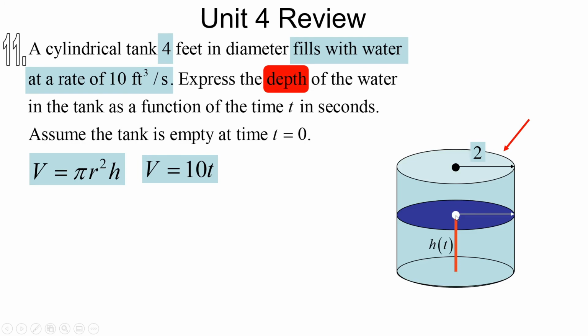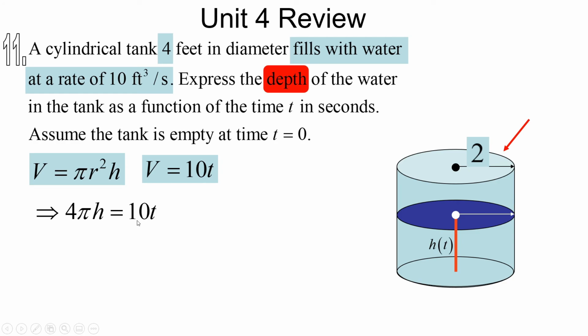Okay, the height of the water in this tank. Express the depth of the water in the tank as a function of the time t, h of t, in seconds. Assume that the tank is empty at t equals 0. So all we have to do is set these two volumes equal to each other. Pi r squared h, and by the way, the radius is constant. It's always 2. So 2 squared, that's a 4 pi h, has to equal the volume of water in the tank, which would be 10 times the number of seconds t.